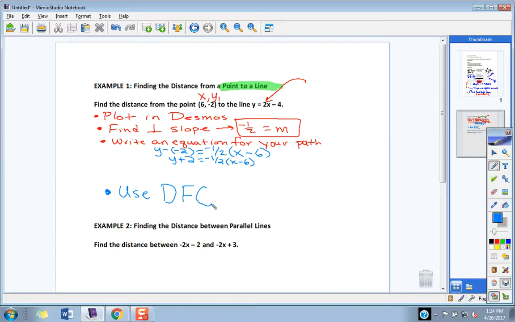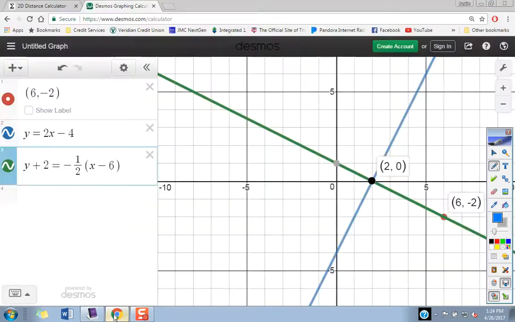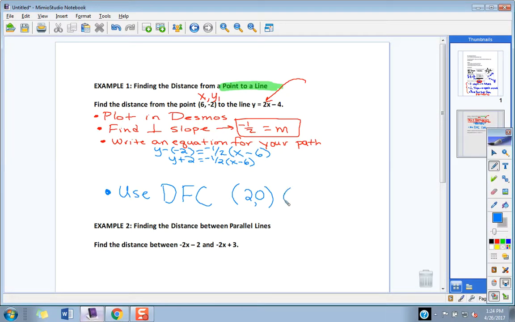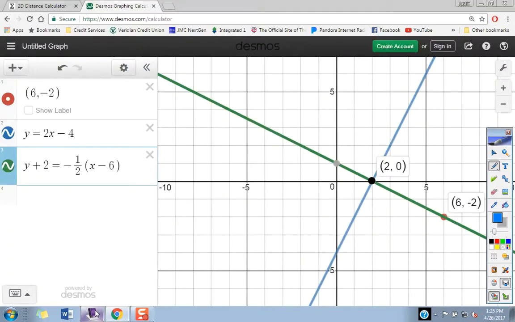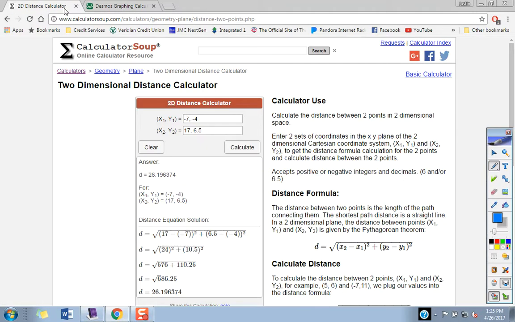And find the distance from, which points did we plot again in decimals? What were the 2 points that we had plotted here again? 2, 0, and what? 6, negative 2. Okay, so go to that new calculator that we bookmarked. Right there. And plug your points in, kids.